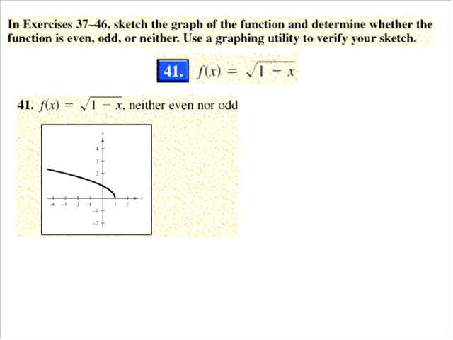The next one is the same thing. It says sketch the graph of the function and then determine whether the function is even, odd, or neither. All right, it does not look like there's any symmetry here. So my graph is going to be neither even nor odd.